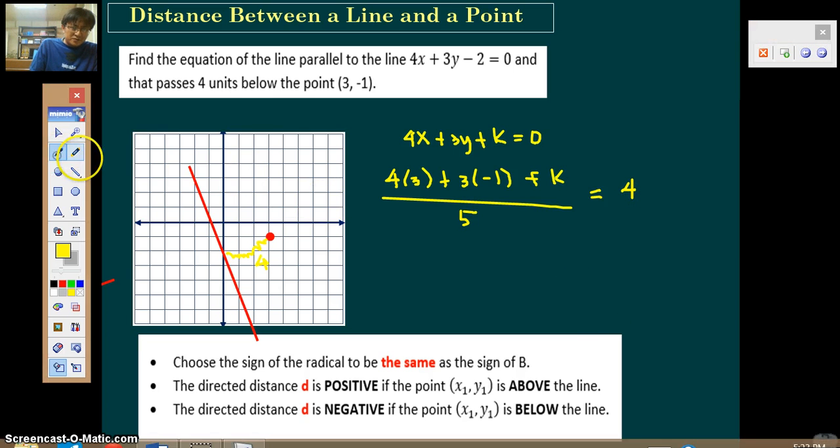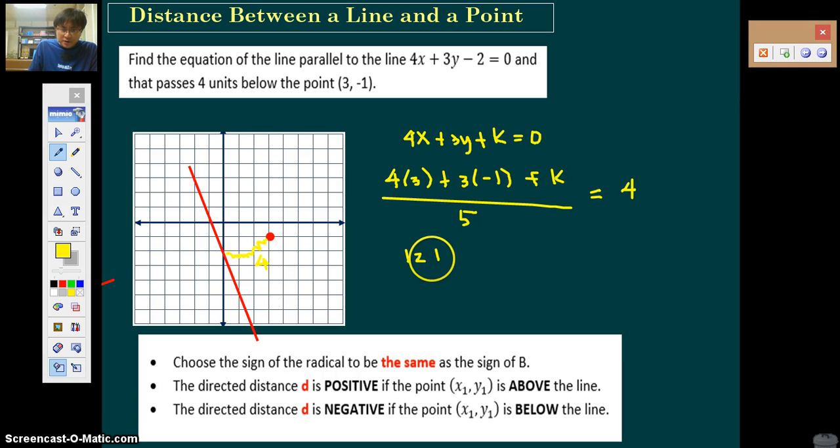And again, all we need to do is solve for our k. So this will be 12 plus negative 3 plus k is equal to 20. So 12 minus 3 is 9. 9 plus k is 20. Therefore, k is 20 minus 9, or 11. So the equation this time, that family member, the line that we're looking for passing 4 units below, is 4x plus 3y plus 11 equals 0.